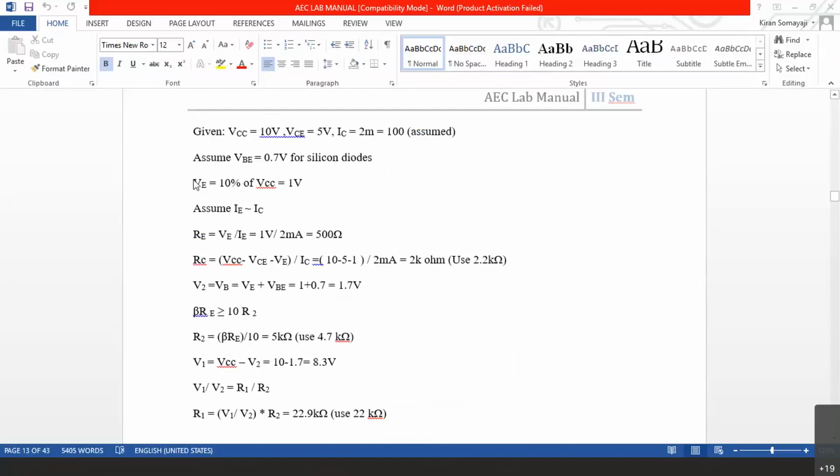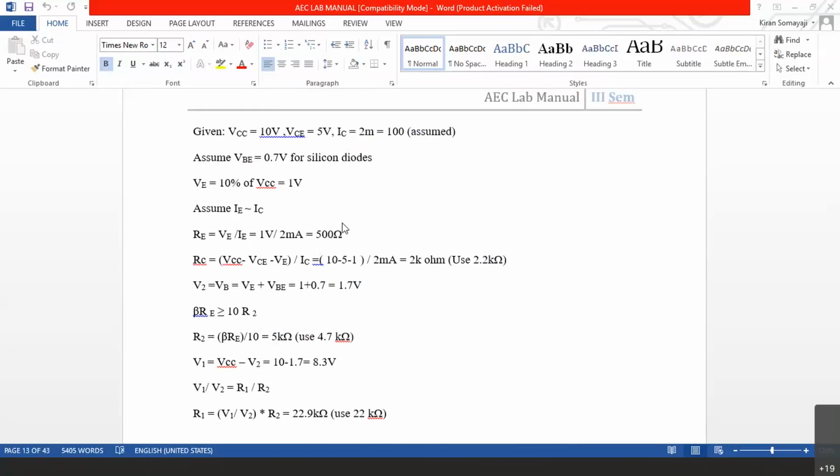So now when we choose VE as 1 volt, we can easily find out RE is VE by IE. That is 1 volt divided by 2 milliampere. IE is 2 milliampere, right? Because we have chosen quiescent collector current to be 2 milliampere. So now RE is VE by IE, 500 ohms is the value.